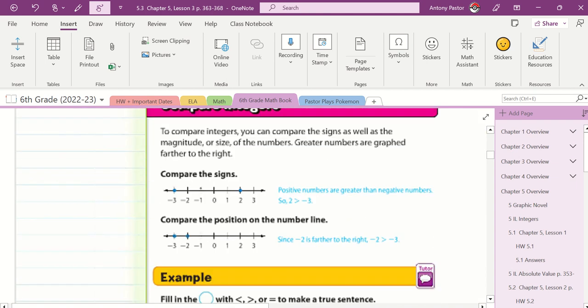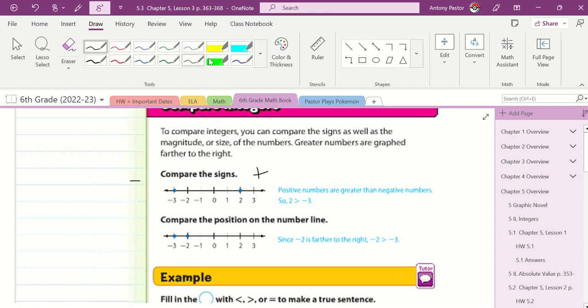On a horizontal number line, negatives are to the left, positives are to the right. So if we're comparing these two, negative 3 and positive 2, whichever one is closest to the right on this number line is the bigger one, which would be 2. You can also tell which one's bigger based on the signs. Negative 3 has a negative symbol. Positive 2 does not have a negative symbol. So positive are always going to be greater than negative numbers.